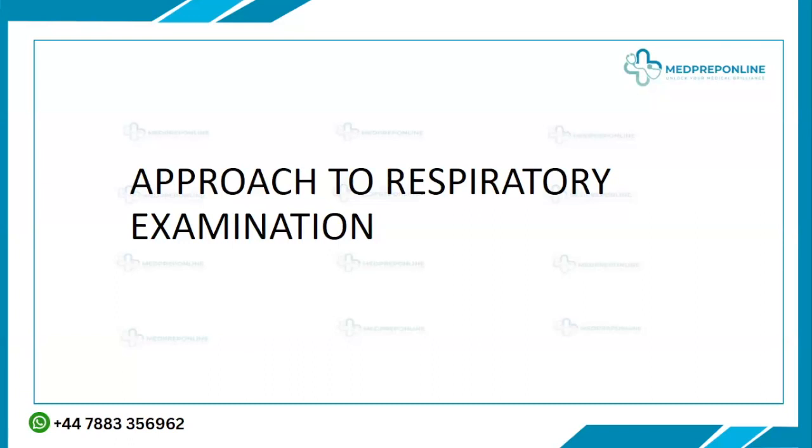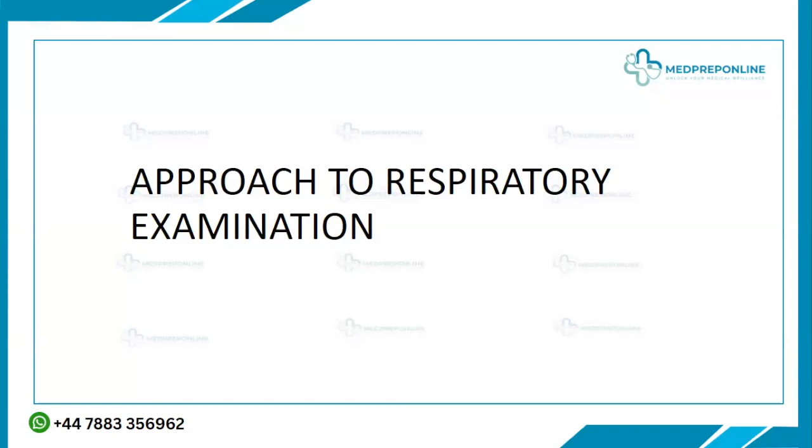Then I'll check for vocal resonance, saying 99, on all areas anteriorly and posteriorly. Then I would also check for percussion. I'll percuss the lung zones, upper, mid, and lower zones, anteriorly and posteriorly. Then I would also listen. I will listen for breath sounds.